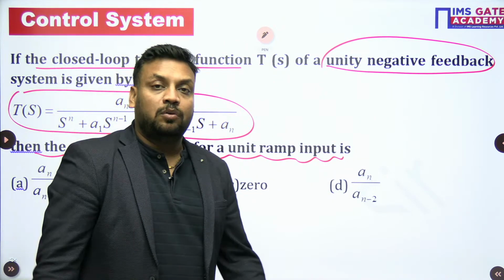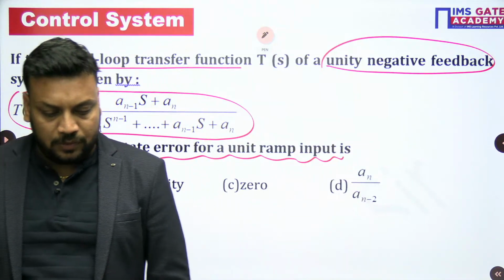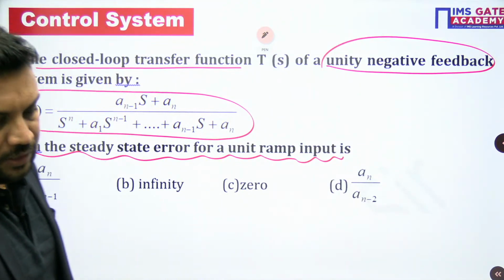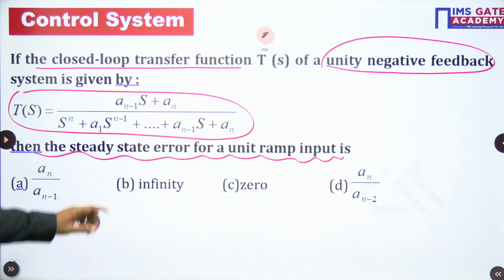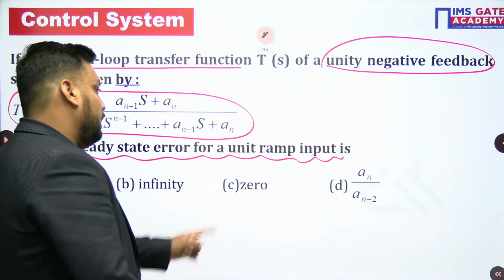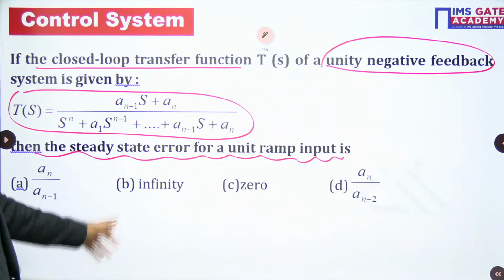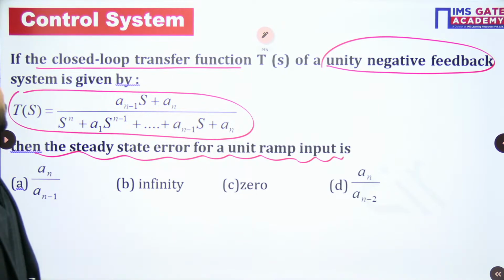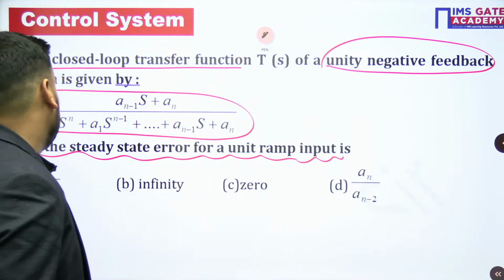So can you find out the OLTF from the CLTF? If you can find out the OLTF from the CLTF, then you can directly apply the formula 1 upon Kv because a ramp input is asked. If the system is type 1, then only you can apply it. Or you can use the table also, yes or no?